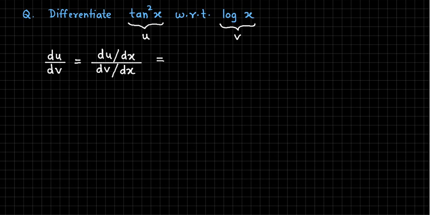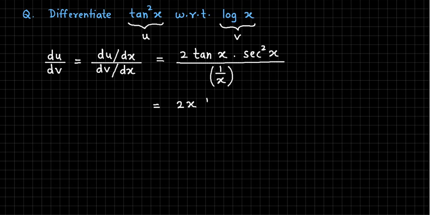Now du by dx, that is the derivative of tan square, that is the square of tan. So using the chain rule, first we write it as 2 into tan x multiplied by the derivative of tan x, which is sec squared x, isn't it, whole divided by, now we have to differentiate v with respect to x, and v is log x, so its derivative is 1 upon x. That's it. So if we want, we can take that x in the numerator and we'll have 2x tan x into sec square x. That's the answer.